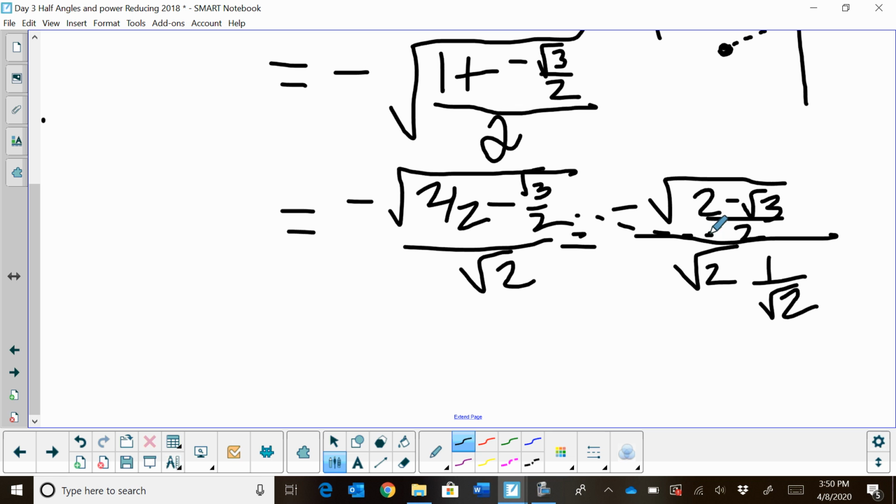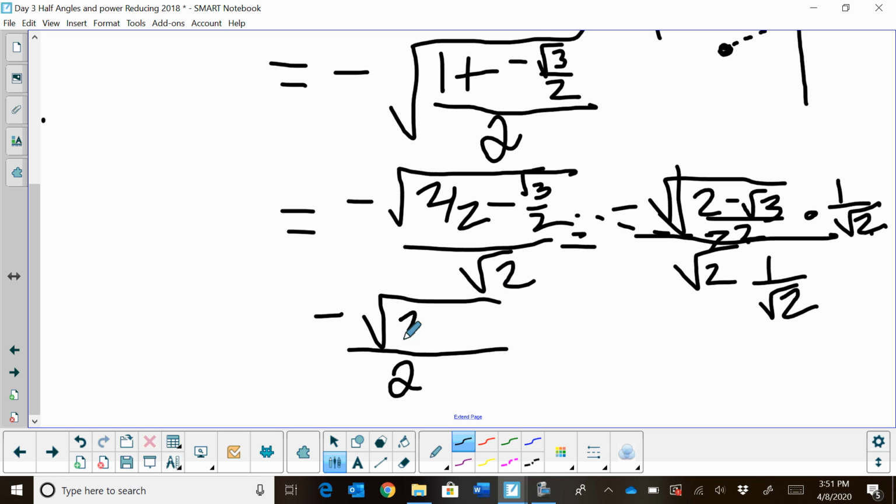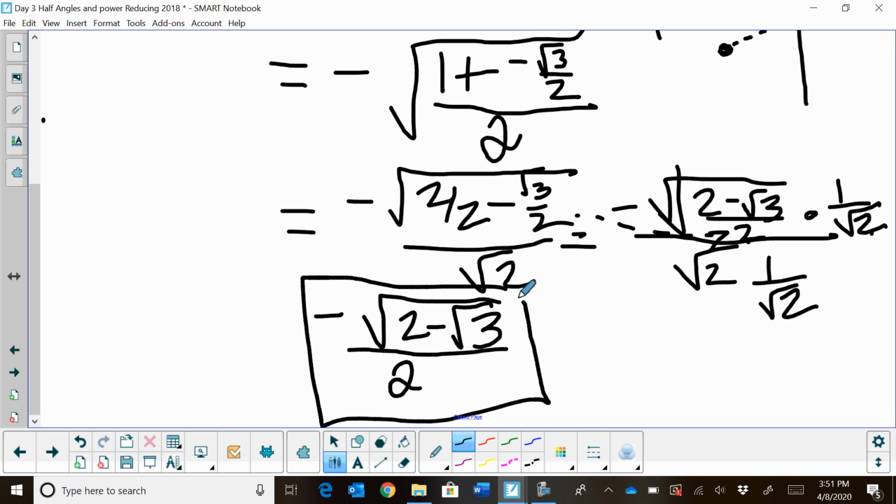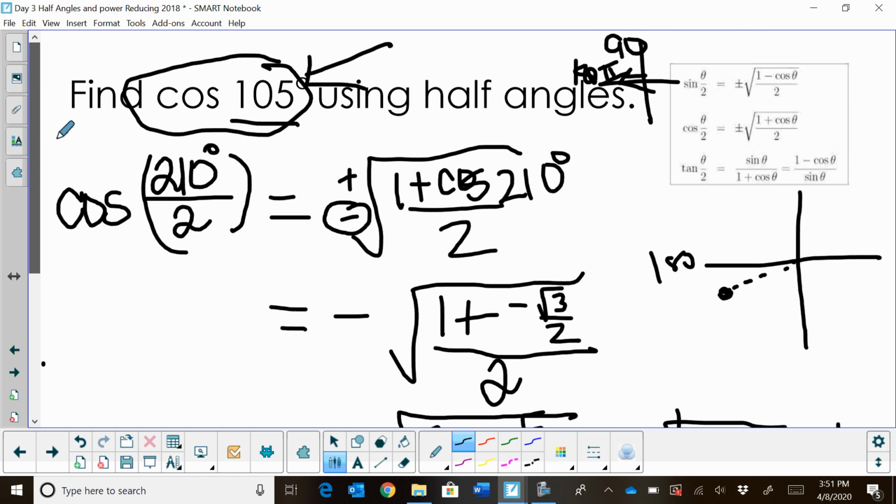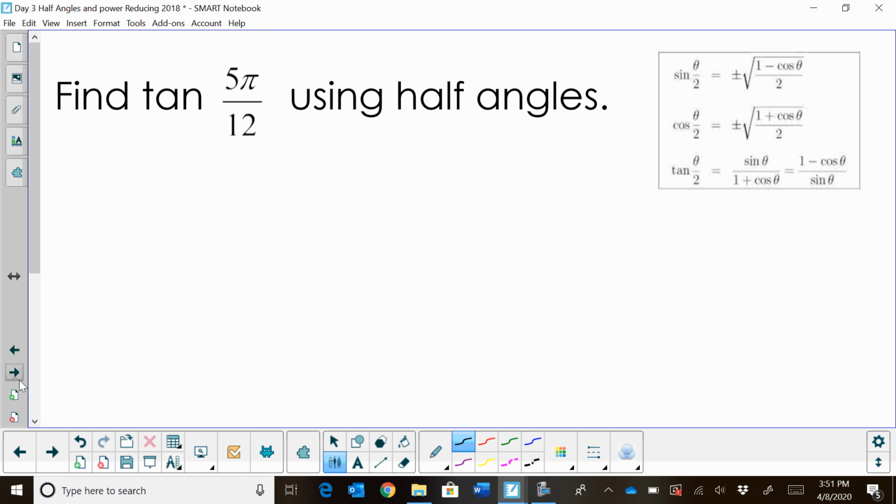Sorry about that. There is a 2 in that denominator, all under this radical. So that means I'm going to multiply this by 1 over the square root of 2. Well, square root of 2 times the square root of 2 is just 2. And in my numerator, I have a negative, remember, because it's negative, square root of 2 minus the radical 3 underneath. And there's my final answer. Okay? And that's how you evaluate all these half angle formulas. So we've done a sine, we've done a cosine, so let's try a tangent.